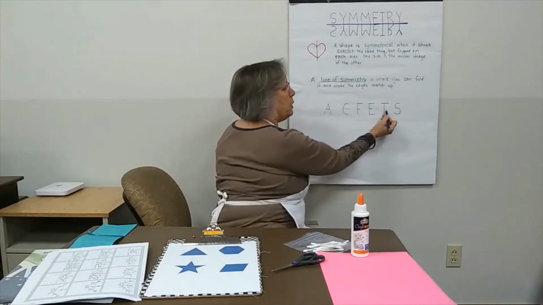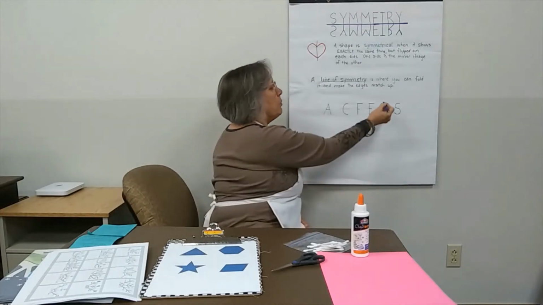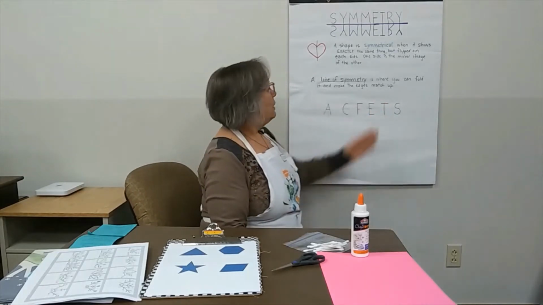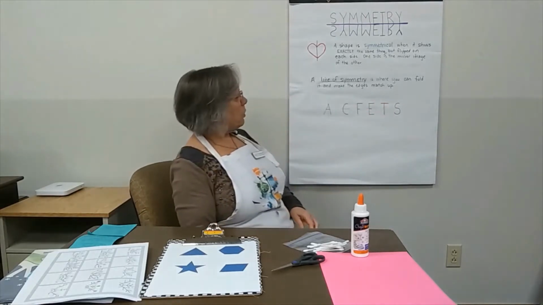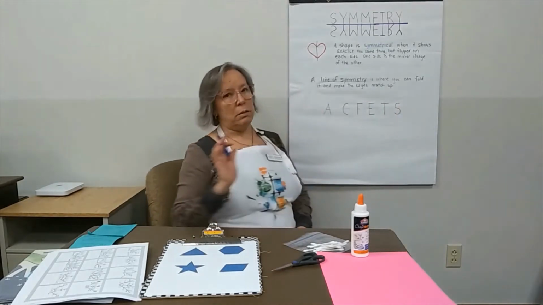It wouldn't be here, would it? Because that part does not look like that part. Would it be here? Yeah, right? This looks exactly the same as that one flipped over. And there is no line of symmetry in the letter S.